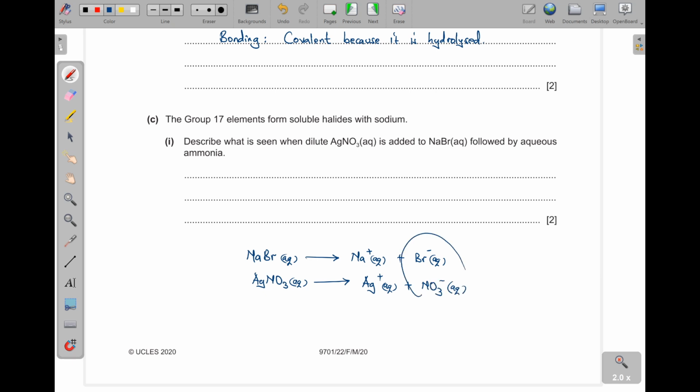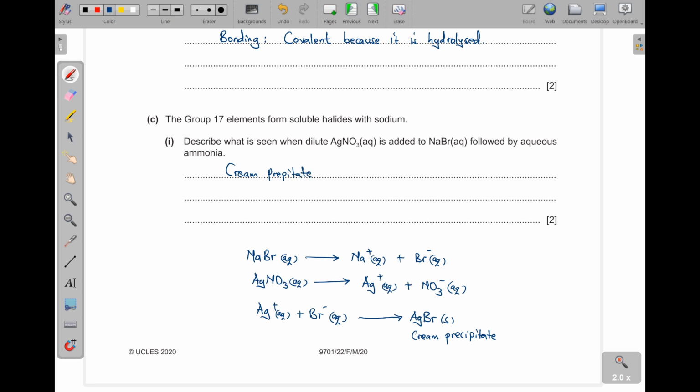Then the silver ions and the bromide ions are going to react. We have silver ions plus the bromide ions, and you get silver bromide, which is a cream precipitate. That's why I'm putting here a solid. Now we are going to see that cream precipitate.